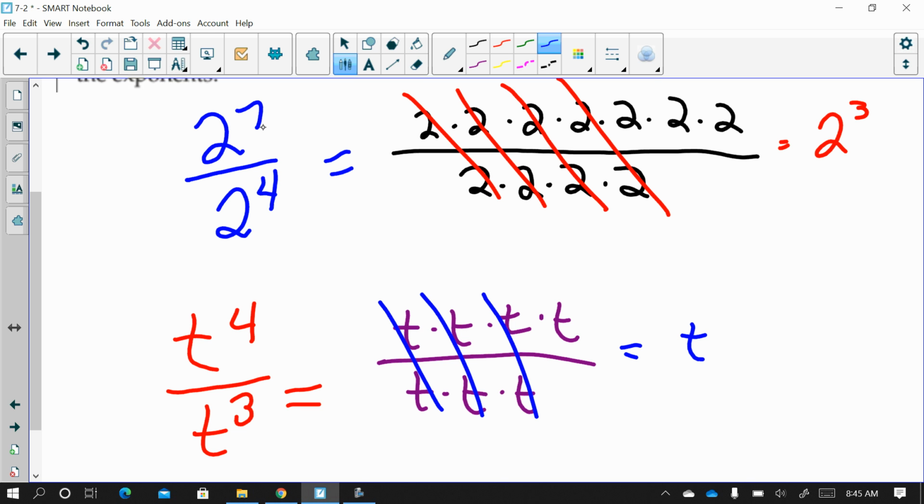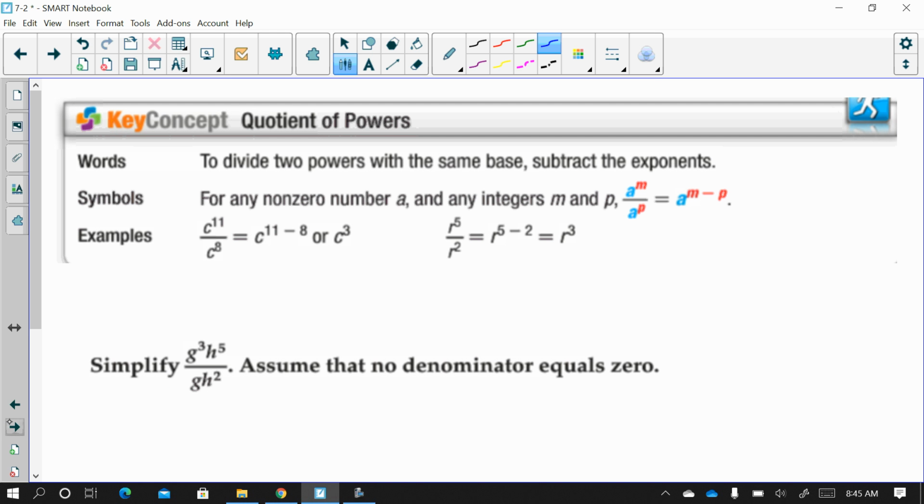So how did I go from 7 and 4 to 3, or from 4 and 3 to 1? Well, to divide two exponents of the same base, you just subtract the exponents. So when we're dividing, we subtract. For example, c to the 11th over c to the 8th, 11 minus 8 gives me c cubed. R to the 5th over r squared, 5 minus 2 gives me r cubed.